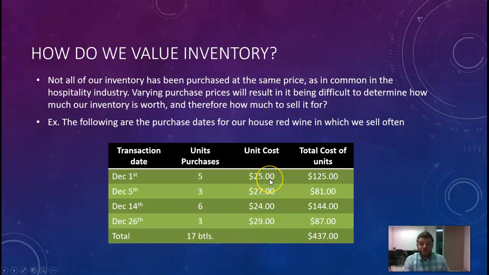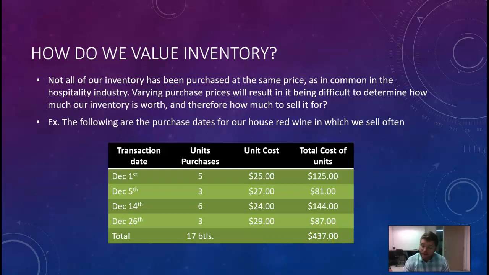Because prices do fluctuate, on all of these days, they have paid a different amount of money. So our total cost of units is $125 for this, $81 for this purchase, $144 for this purchase, $87 for this one. Anyways, we have spent $437 in the month of December purchasing this specific red wine.